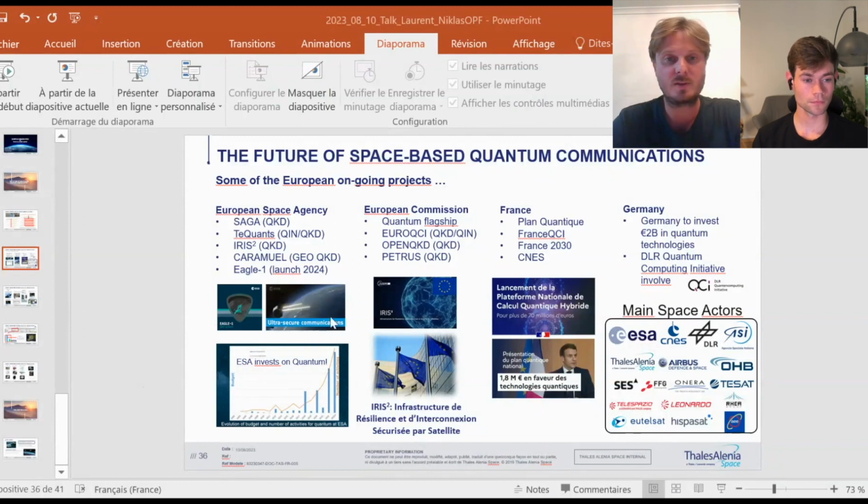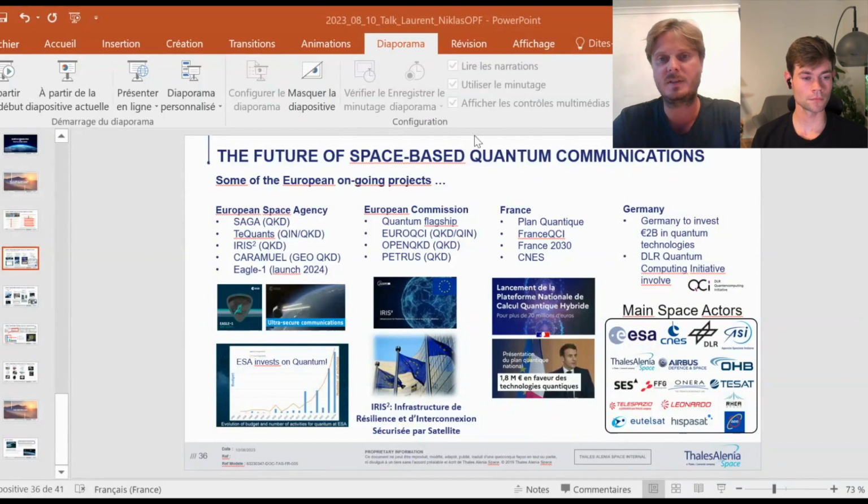In the USA you have lots of things, but maybe more on quantum computing with the National Quantum Initiative. Still, there are some projects that target including an entangled photon source on the ISS, so they are also working on quantum entanglement distribution. In the UK, Bristol is developing a 12-unit CubeSat, 12 liters, and the launch is also 2024. So many people are working on this.